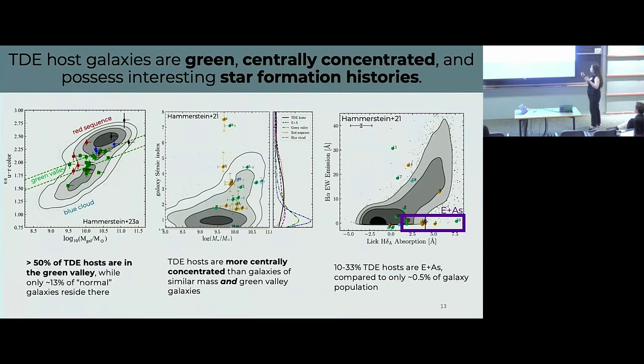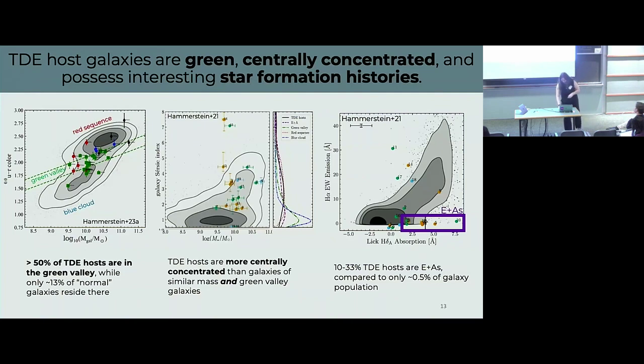Now moving on to the star formation histories. This was already pointed out, but samples of TDE hosts are dominated by E+A galaxies, or we find more E+A's than we should in TDE host populations. Typically, about 10 to 33% of TDE hosts can be classified as E+A, which live down here in this H alpha emission, H delta absorption plot. This is compared to only about 0.5% of the general galaxy population, depending on how you define E+A. Now, this is all coming together in a picture that likely supports the fact that mergers are responsible for this unique combination of properties.